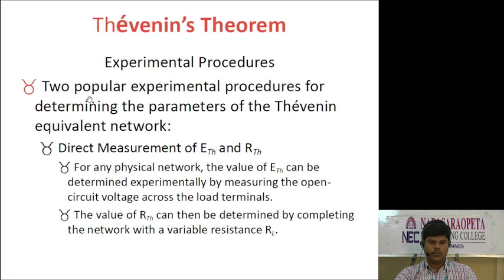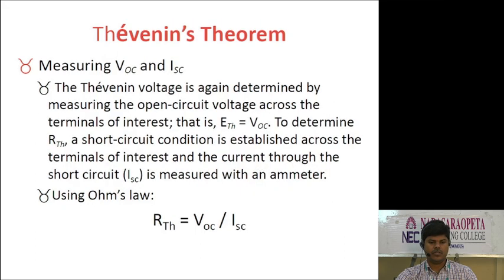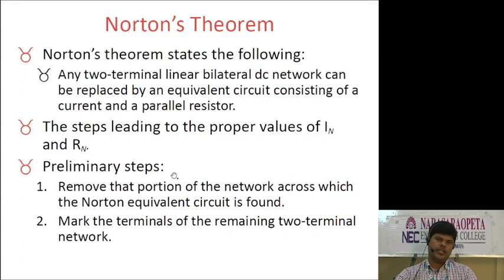So in Thevenin's theorem, there are two popular experimental procedures for determining the parameters of Thevenin's equivalent: direct measurement of VThevenin and RThevenin. For a small circuit with simple resistor values, using the voltage values we can directly calculate Thevenin's voltage and Thevenin's resistance easily. But for a large circuit, the resistor values and voltage values are more. First, we will calculate the open circuit voltage and short circuit current. There we can calculate the Thevenin's resistance. Norton's theorem is a similar procedure, but we will do the opposite case.